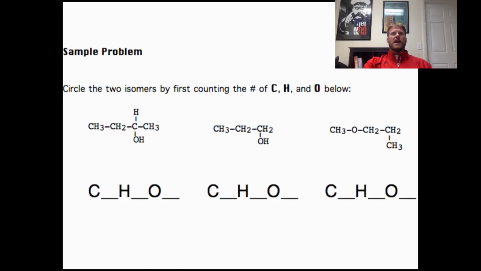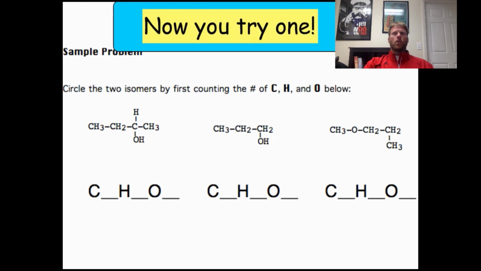Of course, it is time for you to try one. 2 of the 3 molecules shown here are isomers of each other. Start by determining the empirical formulas. In other words, count up the carbons, hydrogens, and oxygens and write the number of atoms in the appropriate blank. Then circle the 2 structural formulas that represent isomers of each other. Pause the video and give it a try. Press play again when you think you have it.